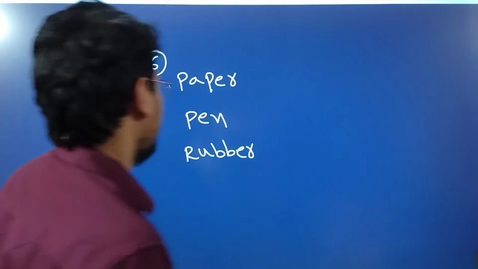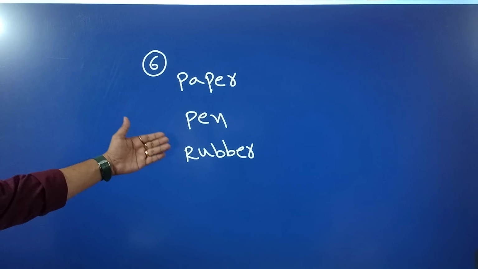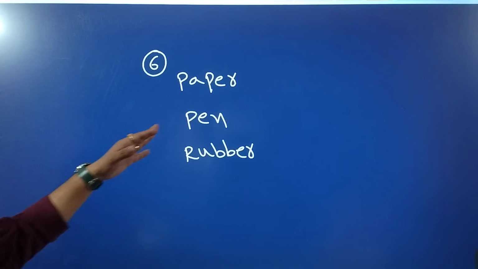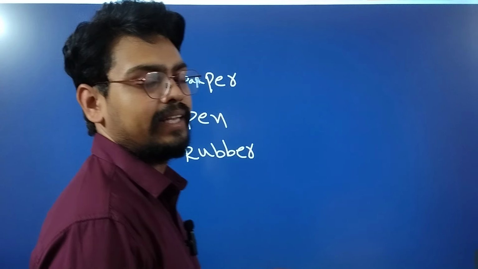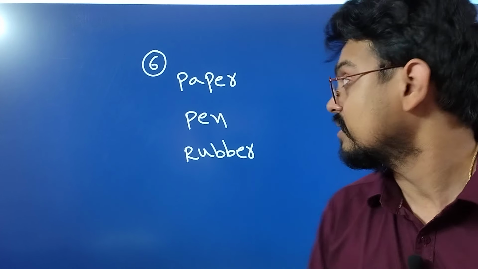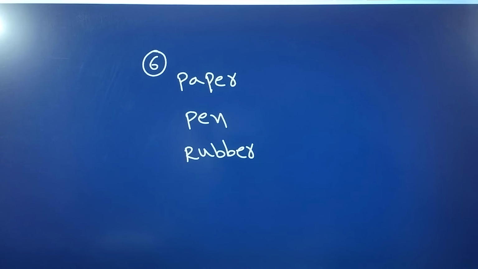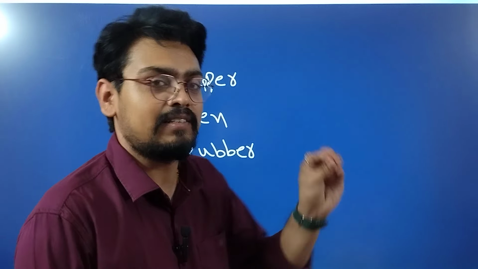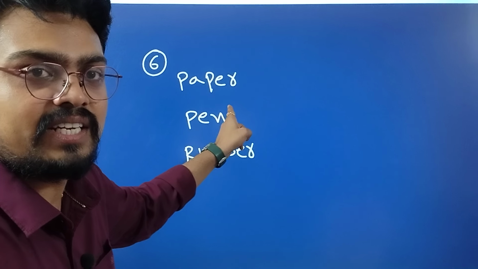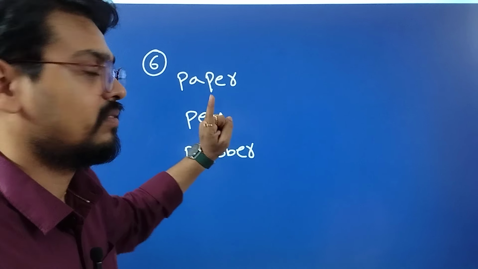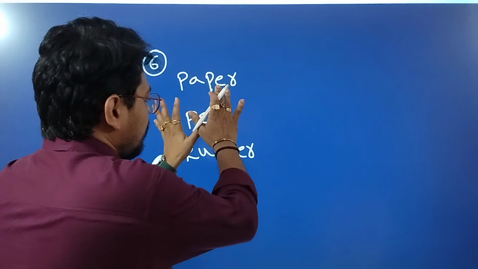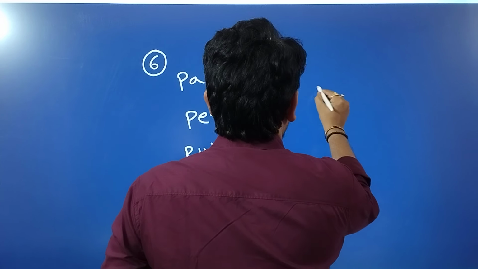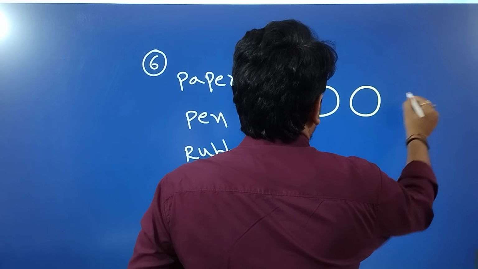Fine. Now see the next one: paper, pen and rubber. Any relation? Paper and pen are used for writing. Okay, those are stationery items. Rubber is also a stationery item. Okay, let it be. But is there any word called stationery here? No? Right. So that's why all the three things are different categories: paper, pen and rubber.